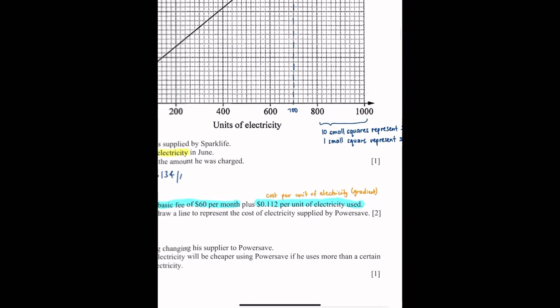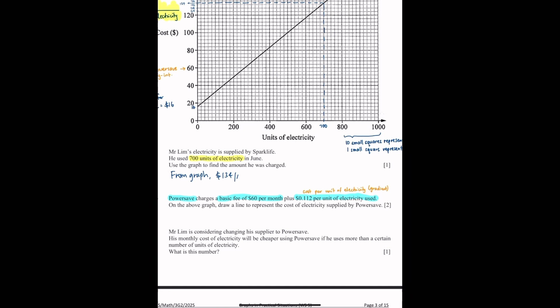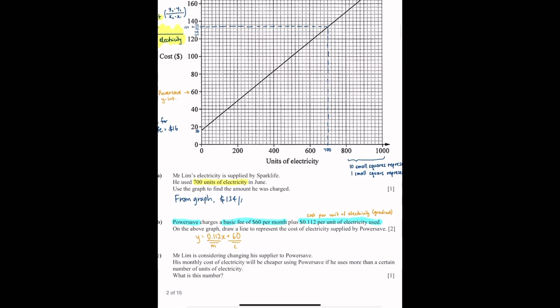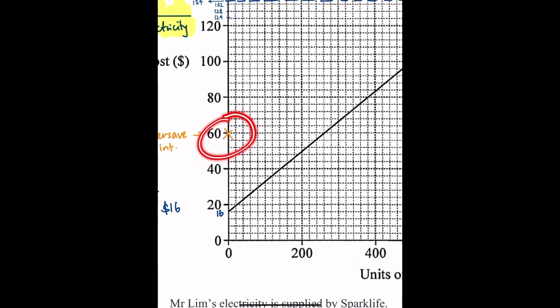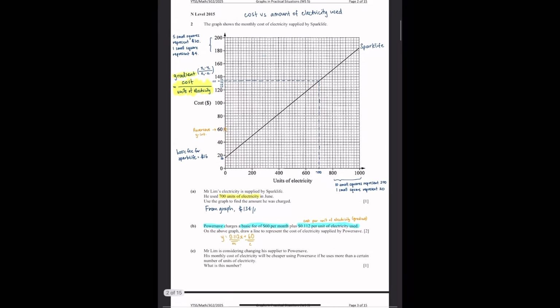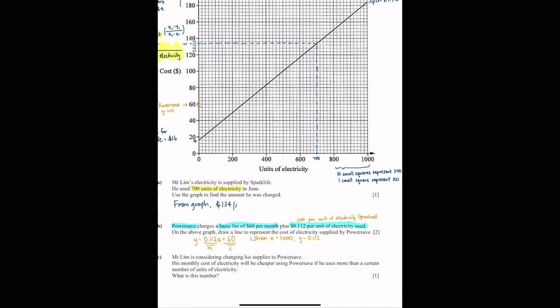So now we know that the gradient of this line is 0.112 and the y-intercept is 60, so I can write the equation of the line straight. 0.112 is the gradient, positive 60 is the y-intercept. To locate another point for me to connect to this point here to draw the line, I can substitute x equals 1000 to find the value of y. So when x equals 1000, y will be equal to 0.112 times 1000 plus 60.